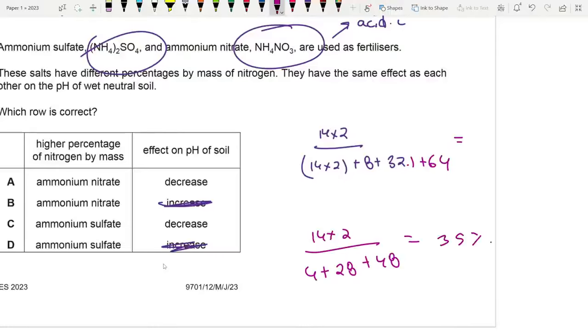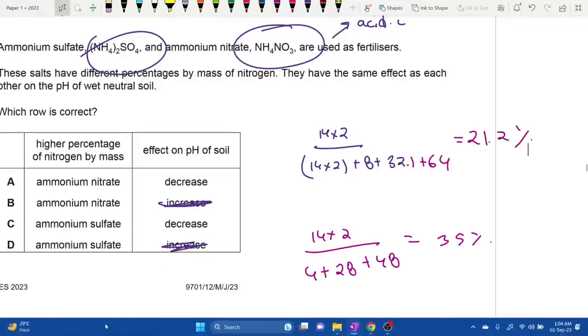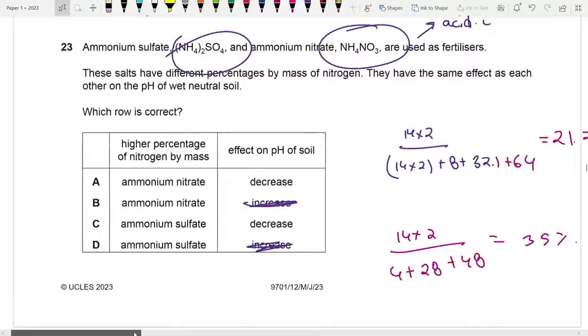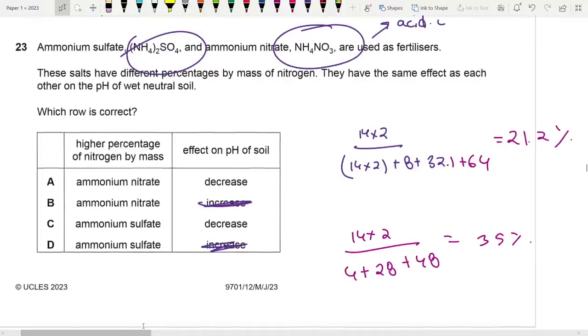Still doing it for you guys. 28 divided by 28 plus 8, 32.1 plus 64. This is 21.2%. Okay. So we are going to go with ammonium nitrate. It's better. Both decrease, and ammonium nitrate has the higher percentage.